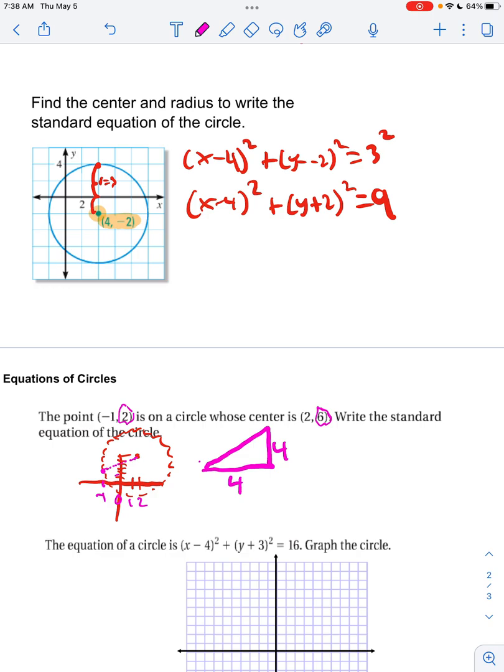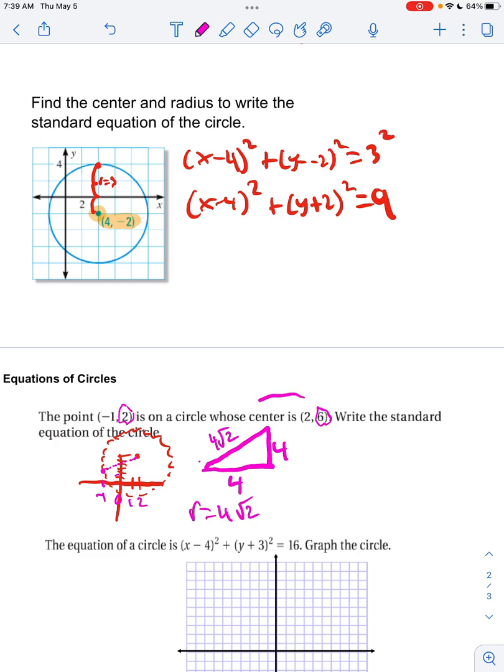And because I have a side length of 4 and a side length of 4, I didn't draw this triangle to scale, but this is called an isosceles triangle, which means it's going to be a 45-45-90 triangle. So if my leg is 4 for both sides, then my hypotenuse is going to be 4√2. So that's our radius. So r = 4√2.